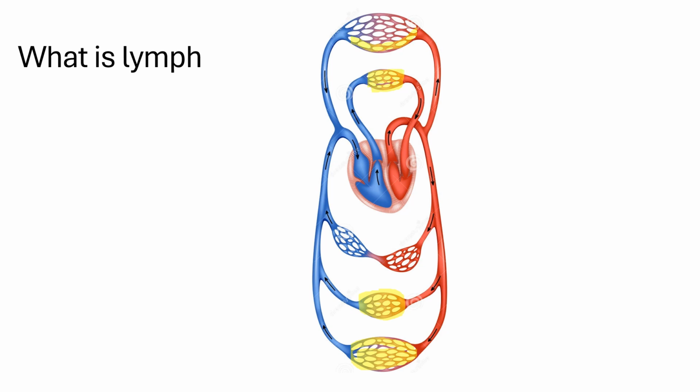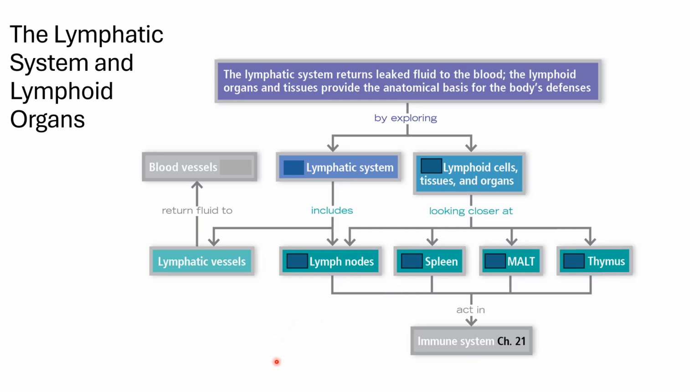Then there are channels which are known as lymphatics and lymphatic vessels. These take this lymph from here back to the circulation in the heart. So they take it from here and put it back in the venous circulation near the heart. These channels are known as lymphatic vessels. So our lymphatic system returns leaked fluid into the blood. Now we have the lymphatic system, and then we have lymphoid cells, tissues and organs.